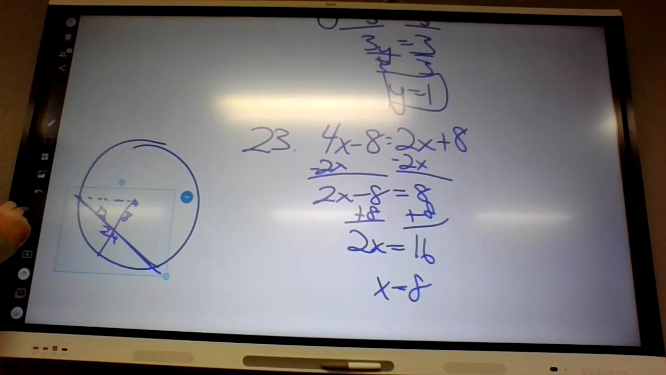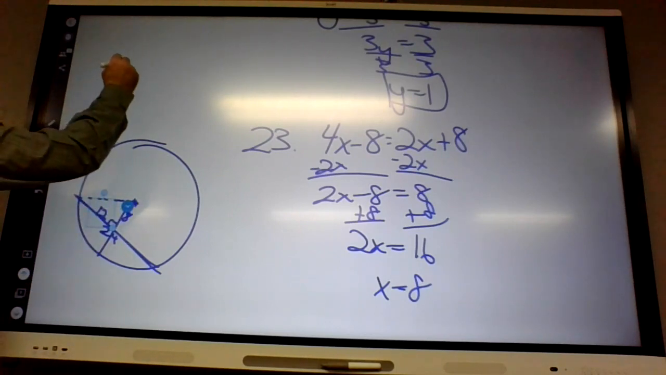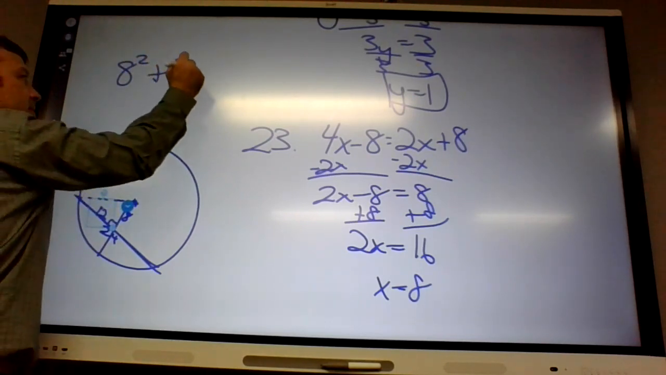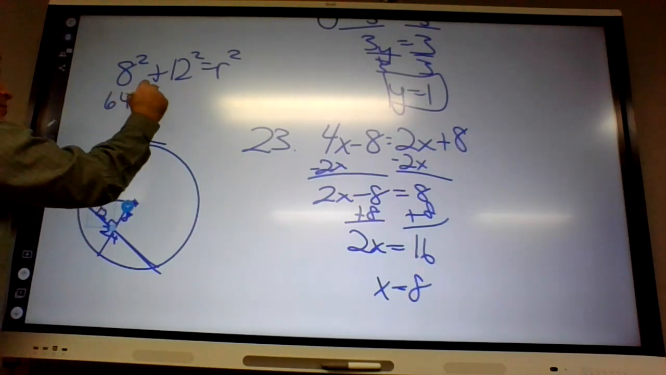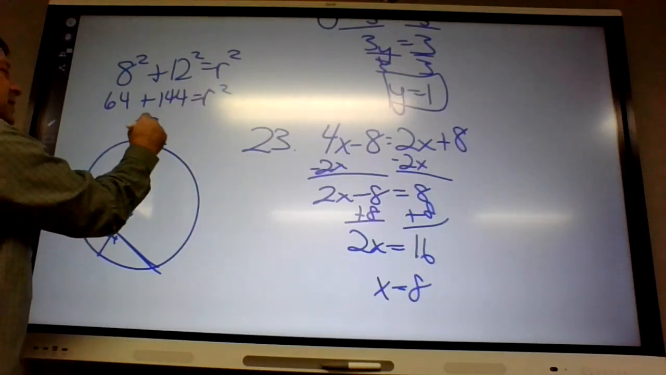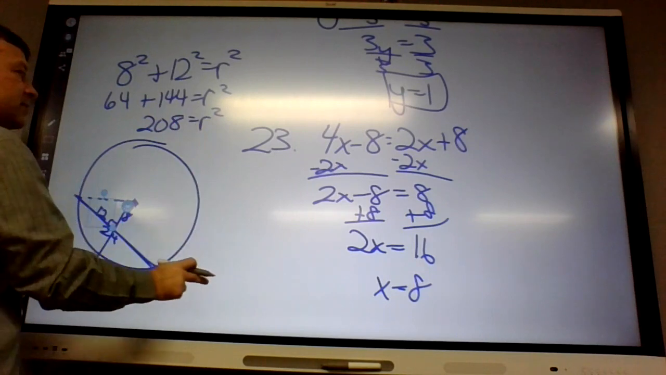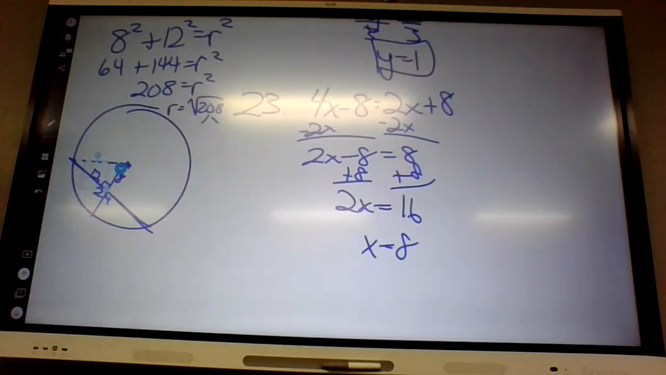Now, do you guys remember what we were looking for? The radius. So how are we going to do it? 8 squared plus 12 squared equals radius squared. Same trick as before. A little more work to get there. 64 plus 144 is 208. I bet 208 has a simplified square root.